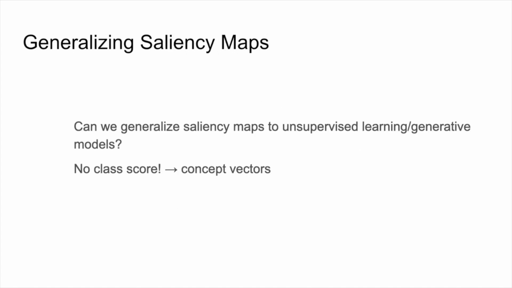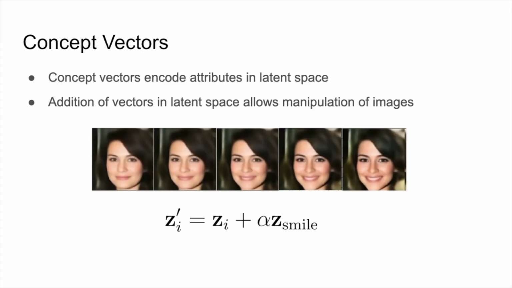So how can we generalize these saliency maps to unsupervised models if there is no class score in these unsupervised models because we don't train them using any labels? And our approach was to use so-called concept vectors.